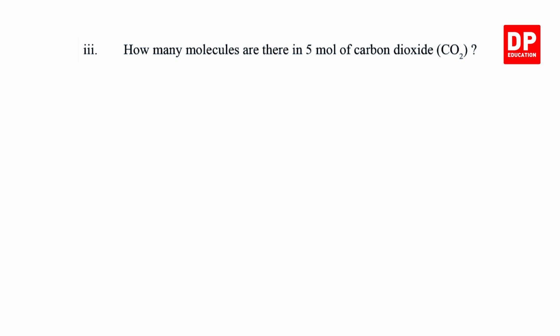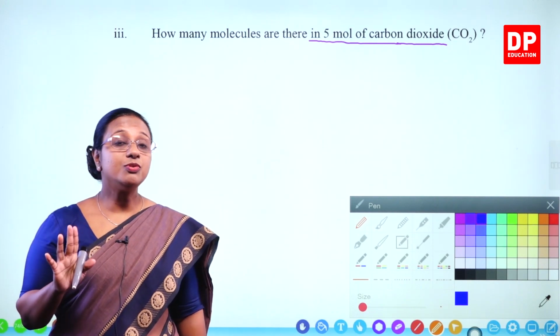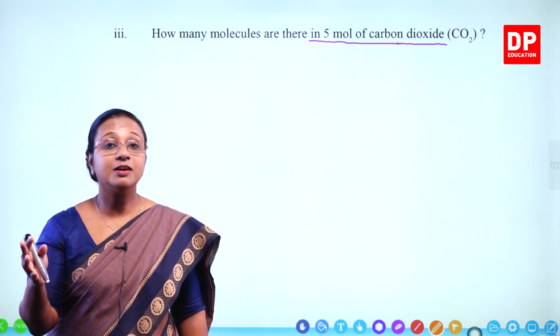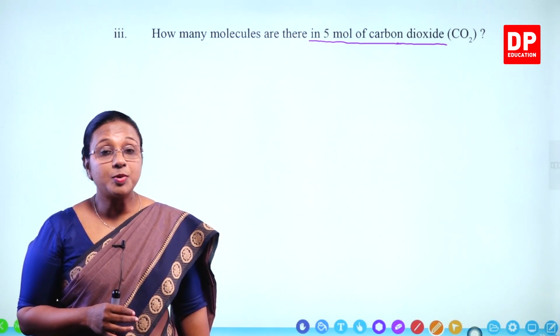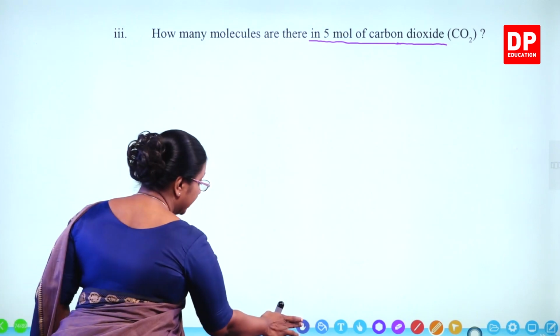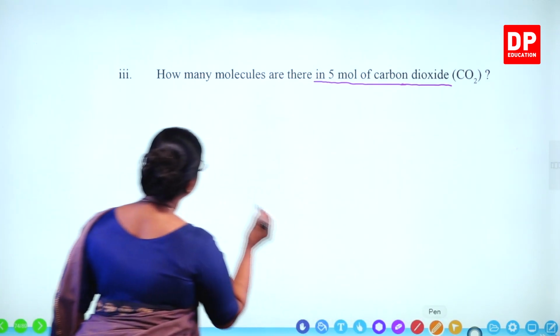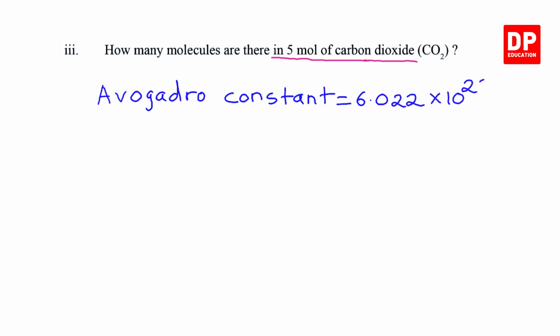How many molecules are there in 5 mole carbon dioxide? So now we are talking about molecules. Then you know we have to relate it to another constant. What is that? Avogadro constant. What is the value? 6.022 into 10 to the power of 23. So that is what we need here. Avogadro constant is equal to 6.022 into 10 to the power of 23.